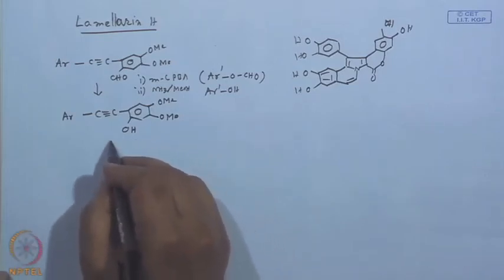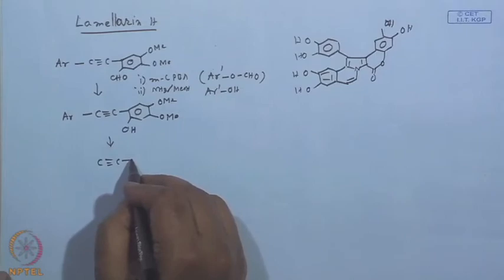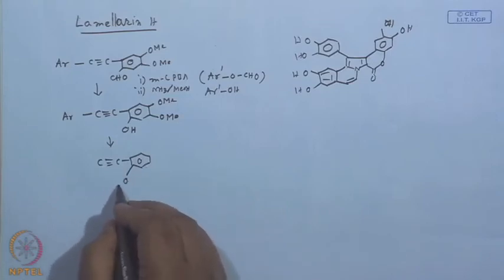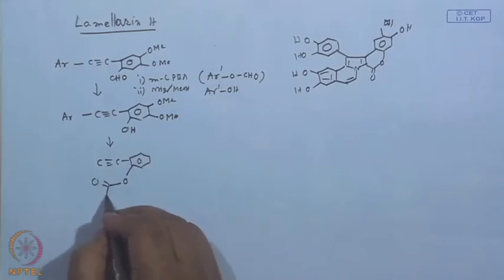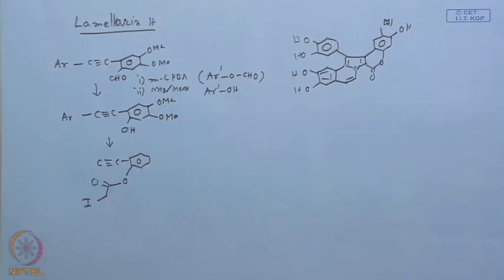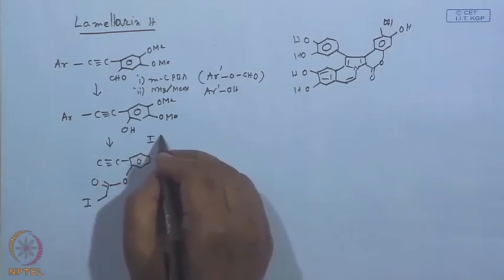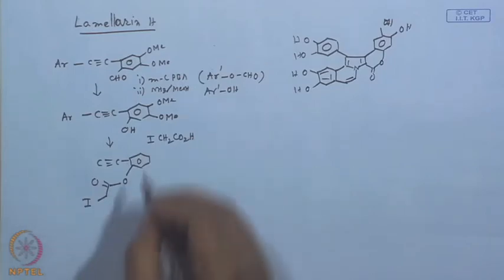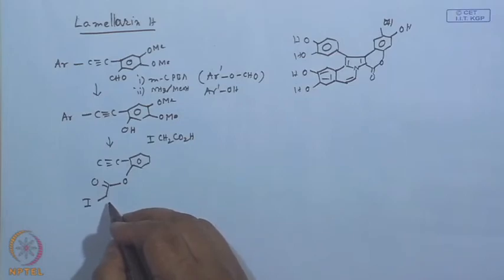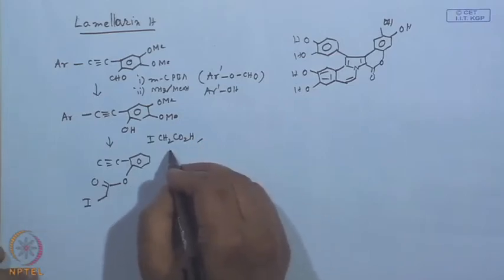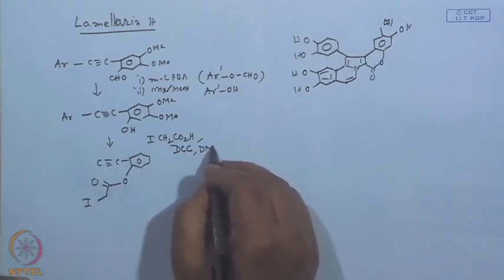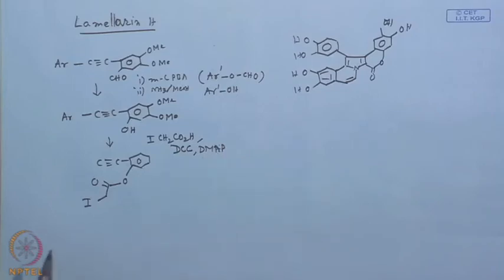So this is converted into OH, and once again you need an ester here. So you take iodoacetic acid, and from iodoacetic acid you make the corresponding ester. How do you do it? It's not very trivial though. You have to use DCC and DMAP.